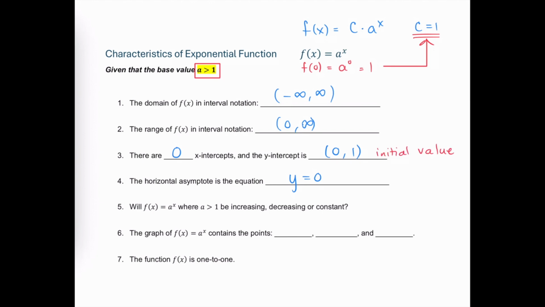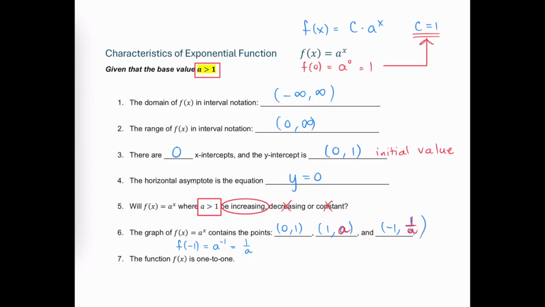One of the important things to notice here is that when that growth factor is greater than 1, we're going to end up with an increasing exponential function. It's not decreasing or constant. The graph of our exponential function is going to contain the ordered pair (0, 1). When I plug in 1 for the x value, we're going to get that growth factor, whatever it was, as an ordered pair on the graph. And when the domain element is -1, and we plug -1 into the function, we're going to get the reciprocal of the growth factor as an output.